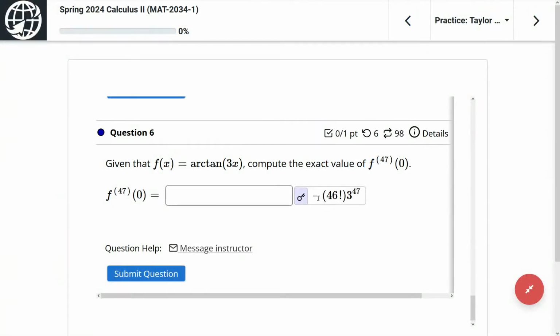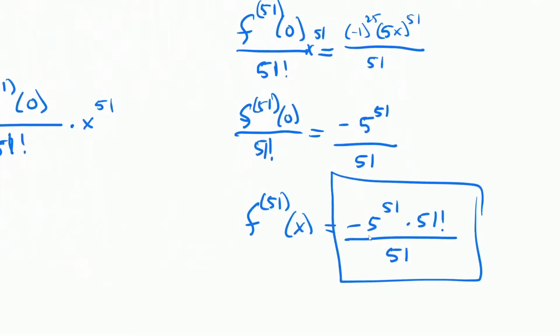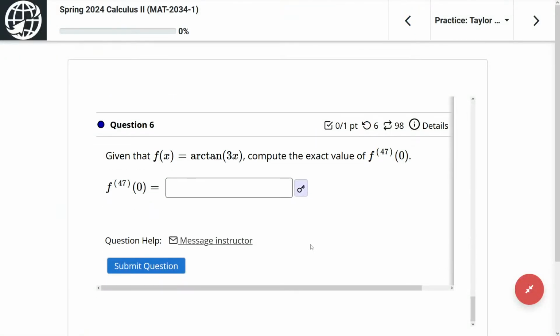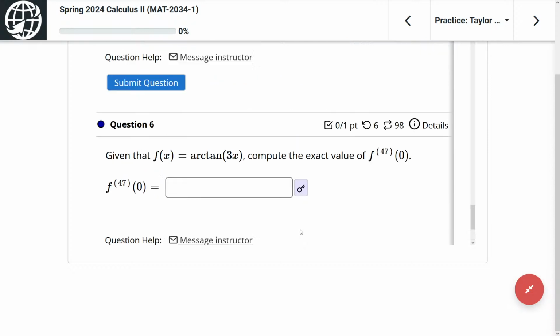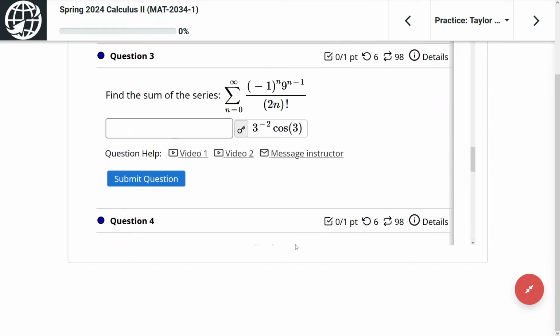And I'm guessing that this will let me type it in like this. Let's see. Yeah, so they've got a 46 factorial here. You could cancel some stuff here, but it'll be similar to what I just clicked on and showed you. So hopefully, is that it? Is that it for the homework?